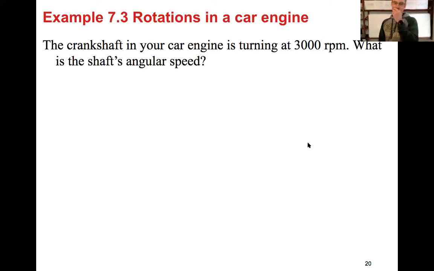Okay, so let's say you're driving your Subaru, whatever Isabel drives, or your Toyota Sequoia Sienna or whatever Sam drives. But anyway, you're ripping along at 3,000 RPM. What is the shaft's angular speed? All right, so this is a very common measurement.